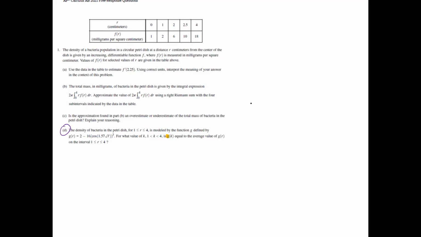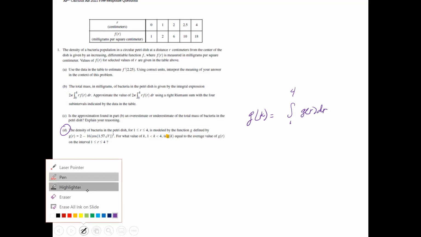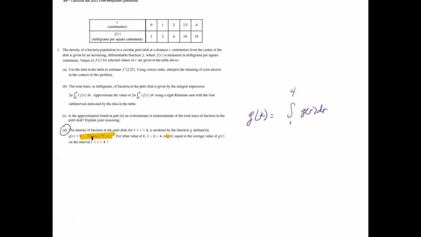So for this one, you're going to look at g of k, and you're looking at it from 1 to 4. And you're going to be inserting g of r dr, and you have that equation right here. So you're going to plug this into your calculator. And given that it says the average value, you're going to be dividing it by 4 minus 1.